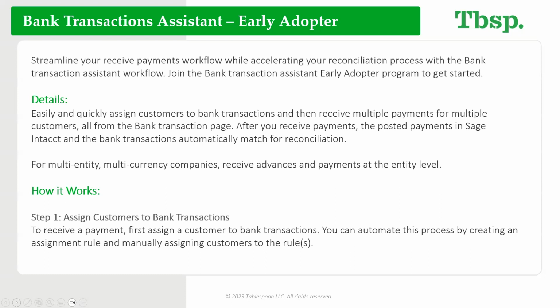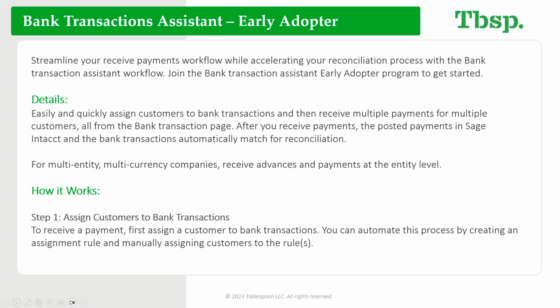How it basically works is that you're able to assign customers to bank transactions and then receive multiple payments for multiple customers, all from the bank transaction page. After you receive the payments, then you have the ability to post payments within Intacct, and the bank transactions automatically match for reconciliation, which can streamline your effort in completing a bank reconciliation. Also, for multi-entity, multi-currency companies, you're able to receive advances and payments at the entity level.